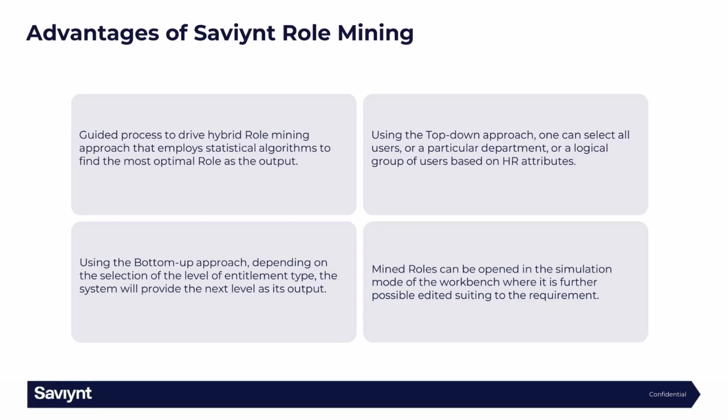Using a bottom-up approach and depending on the selection of entitlement type level, the system provides you with the next level as its output. If you mine on fine-grained entitlements, the system recommends its next level, that is, coarse-grained entitlement. For example, if you mine on SAP T-code, the system recommends a SAP role. But if you mine on SAP role, the system recommends a business or enterprise role depending on your top-down strategy.